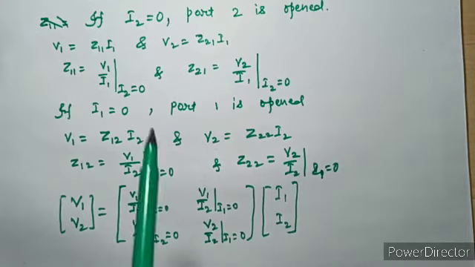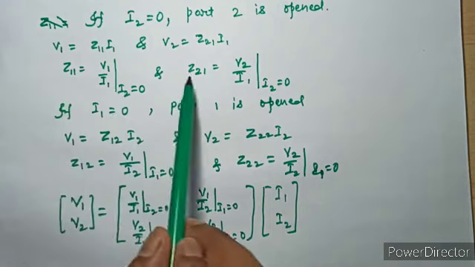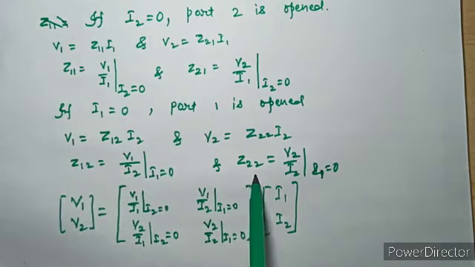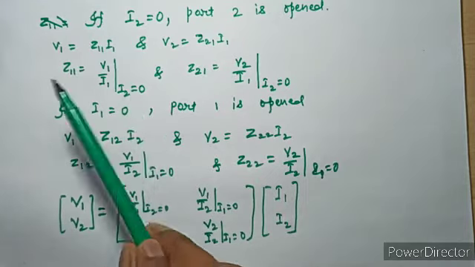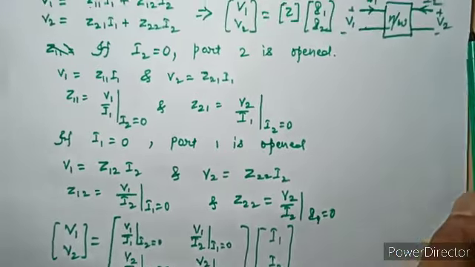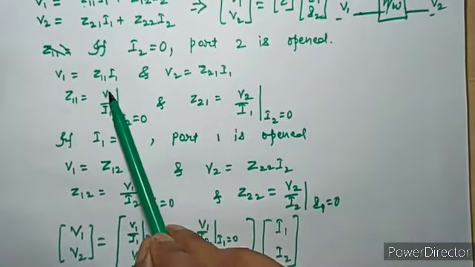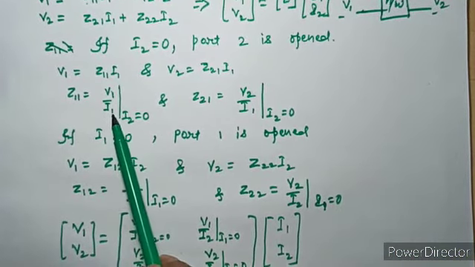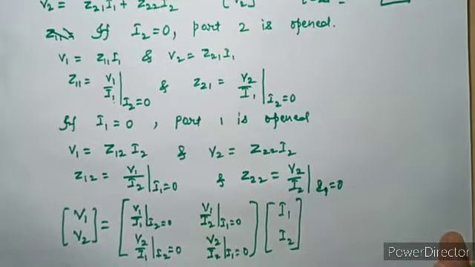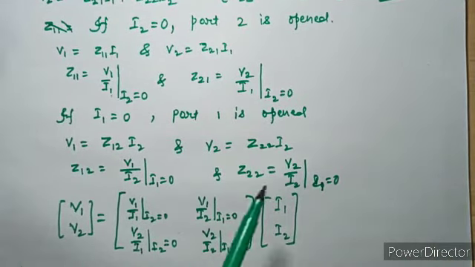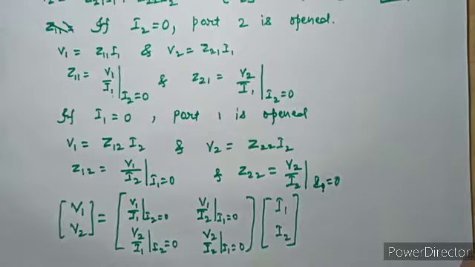We just have to see how Z11, Z21, Z12 and Z22 are calculated. Means to calculate Z11 what we did: we open circuited the output port and calculated the input port voltage divided by input current, right? In that manner, or in a similar fashion, we will calculate all these four parameters. Now the concept of symmetry in a two-port network, right?